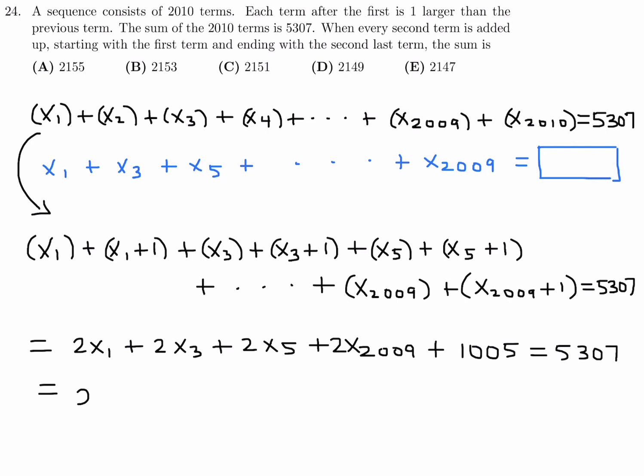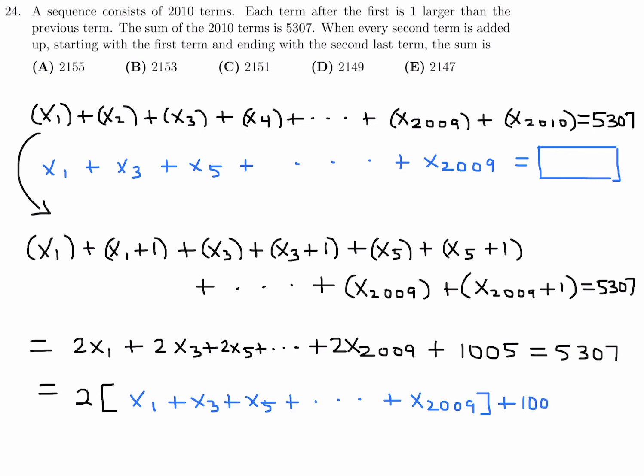Now here you can factor out a 2, and if you do, you get x1. I'll write it in blue here and makes it look a little bit more obvious. x1 plus x3 plus x5 plus ... plus x2009. And don't forget that 1005 at the end right there, 5307. And this is what they are asking us to find.